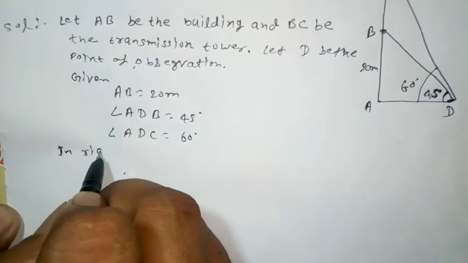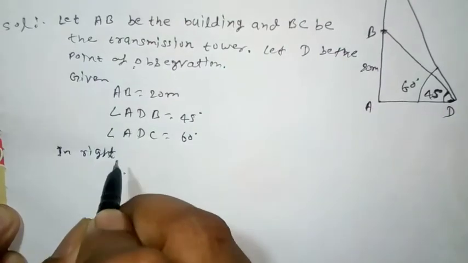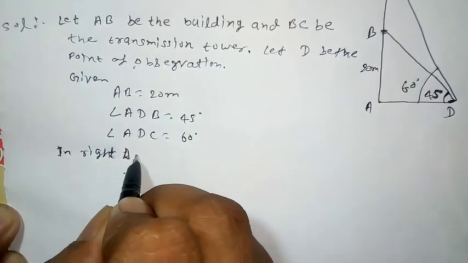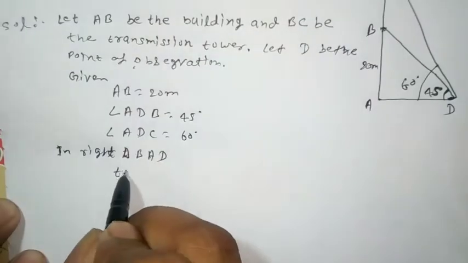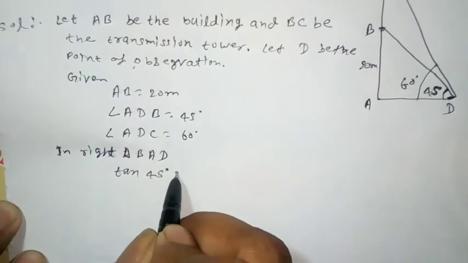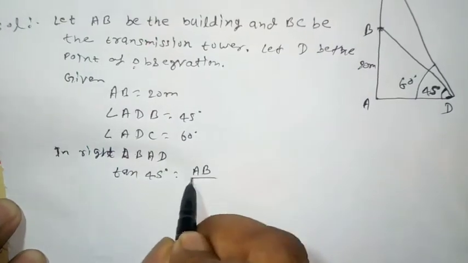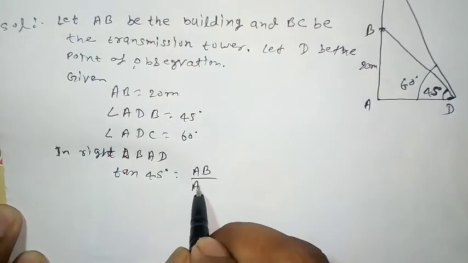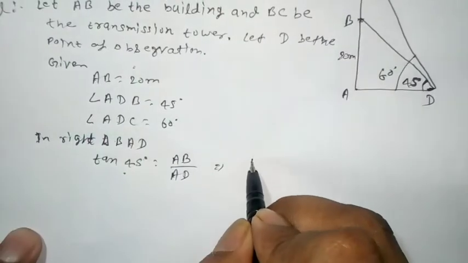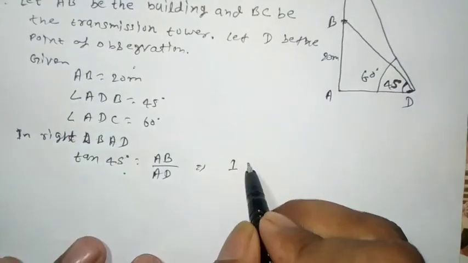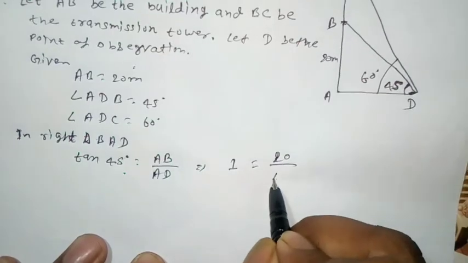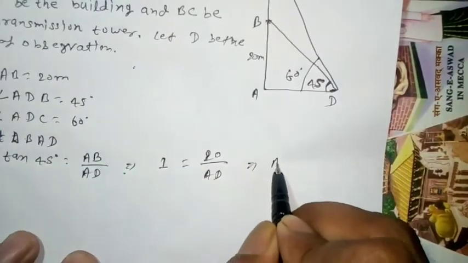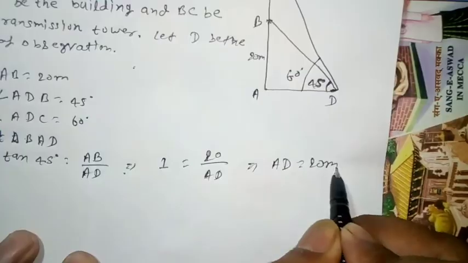In right triangle BAD, tan 45 degrees is equal to AB by AD, which implies, the value of tan 45 is 1, equal to 20 by AD, which implies AD is equal to 20 meters.